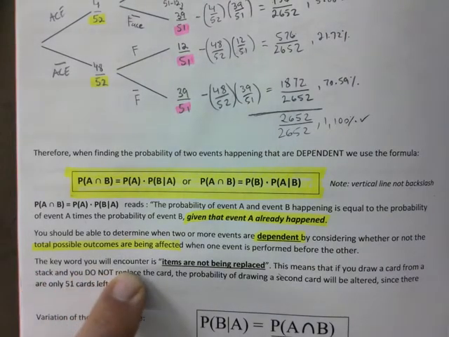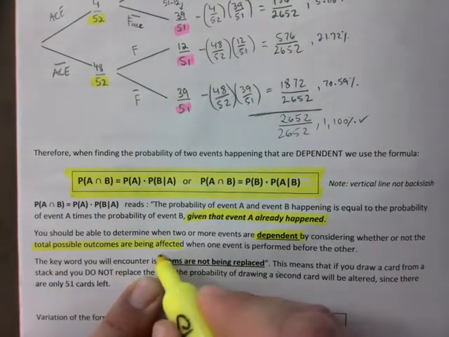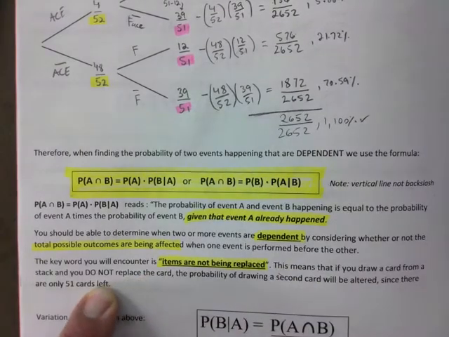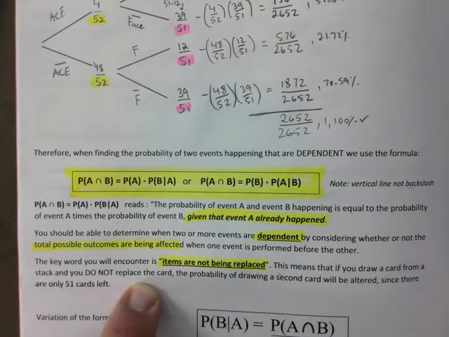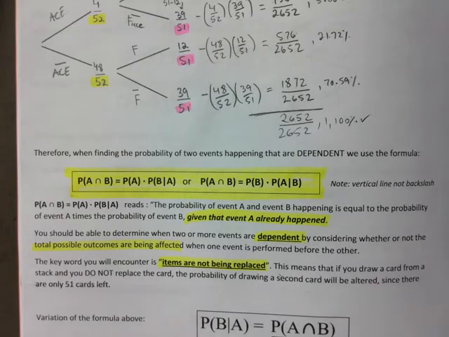The key word you will encounter is items are not being replaced. This means that if you draw a card from a stack, you do not replace it. You have 51 cards left. I'm saying the same thing over and over again.